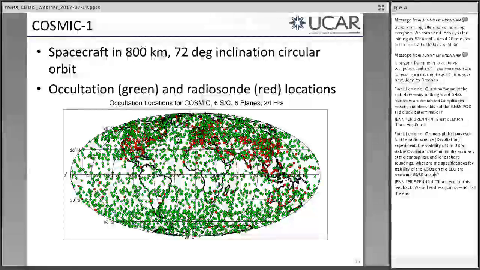Okay, so when they were all functioning, this is a map showing the locations of the occultation profiles. Those are the green dots, and you can see it covers the whole globe and works over the oceans and over areas of land where we maybe don't have a lot of ground-based observations. Behind the green dots are radiosonde locations. These are launched from the ground on a balloon, and they go up and take measurements of the atmosphere and send those back to the ground. So occultation measurements are a nice complement to that because they do work globally.